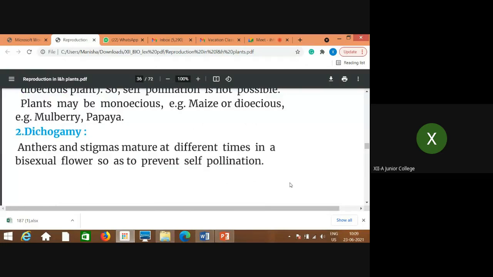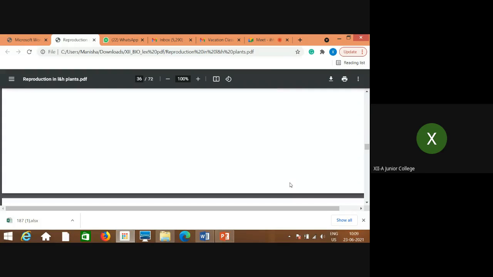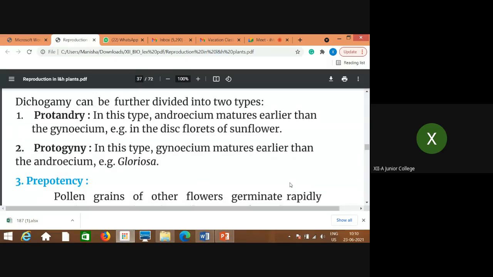Now second is dicogamy. Dico, again di is related to two. Means what? Anthers and stigmas, which are considered to be male and female reproductive parts of the flower, they mature at different times in a bisexual flower. Means the flower is bisexual, but the maturity of these sex organs, that is the male and female, is different. So that self-pollination is not possible. So that is the reason that dicogamy, where only cross-pollination is possible.